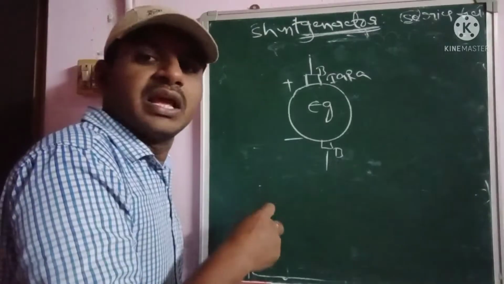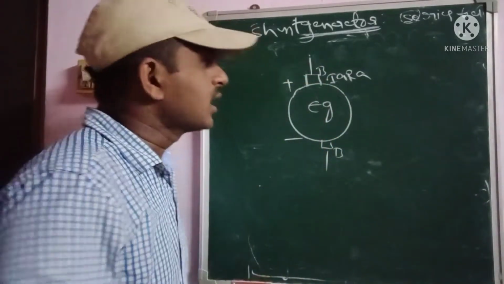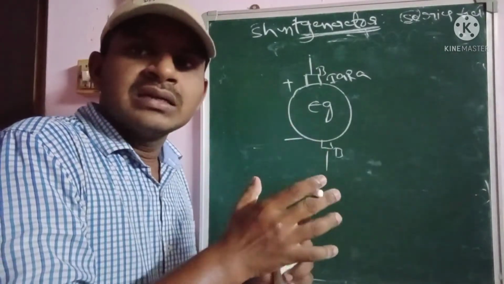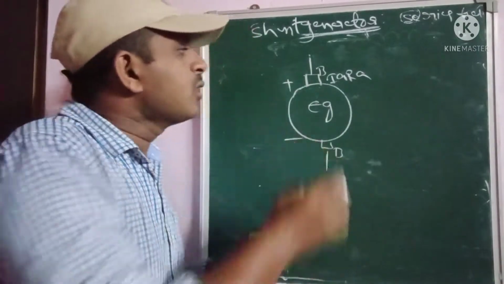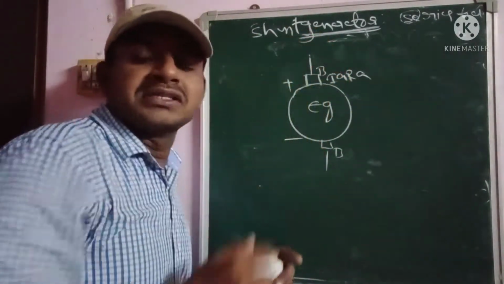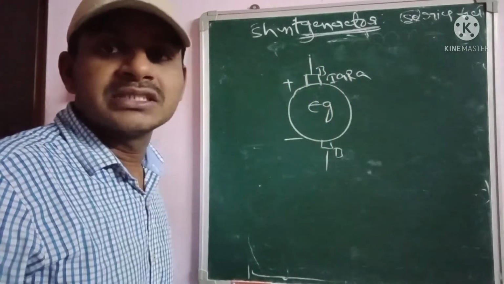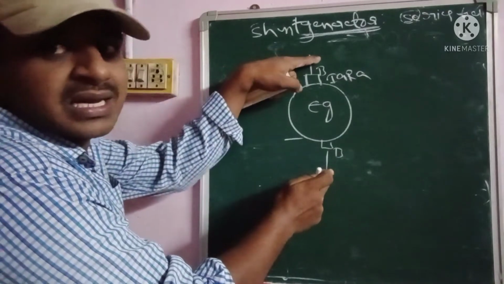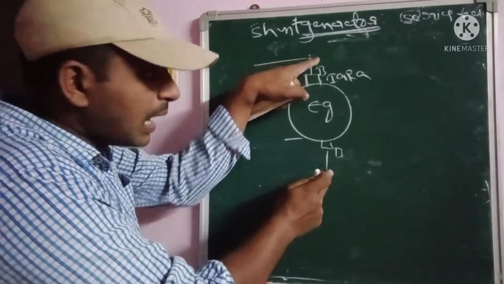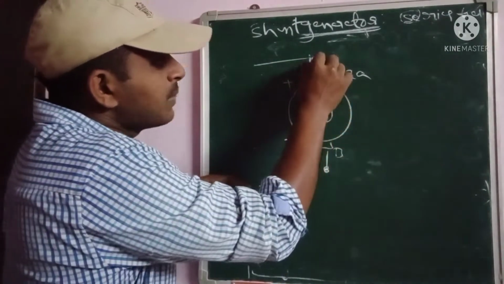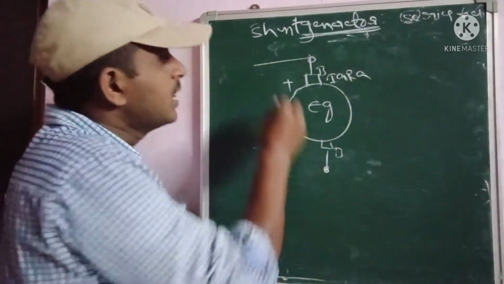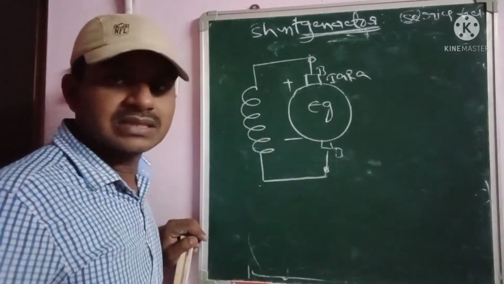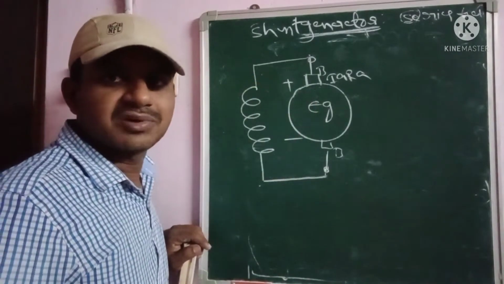If it is a DC shunt generator, the field winding is connected across, in shunt, or also called parallel, to both ends of the armature terminals. This is one armature terminal. The field winding connected across both armature terminals like this is called a shunt generator.